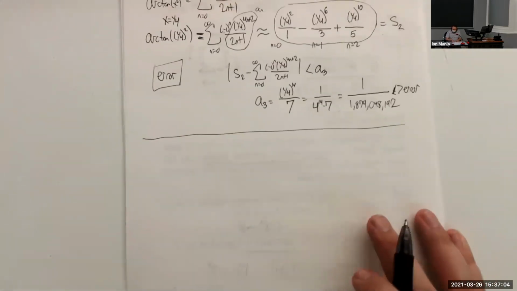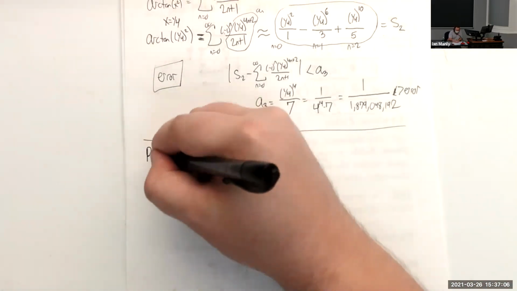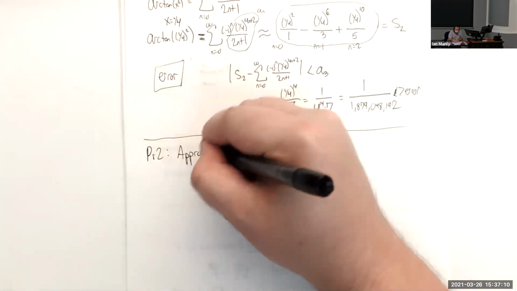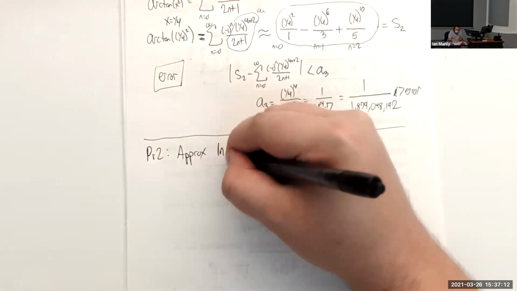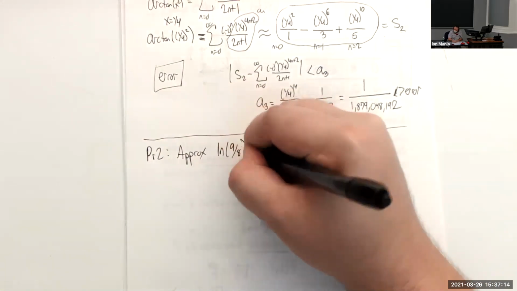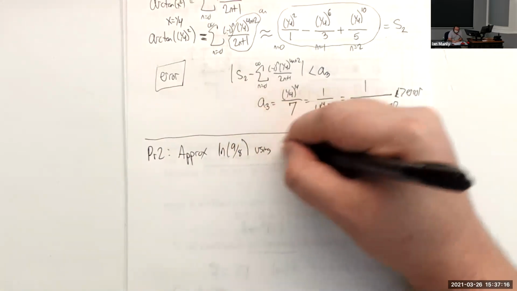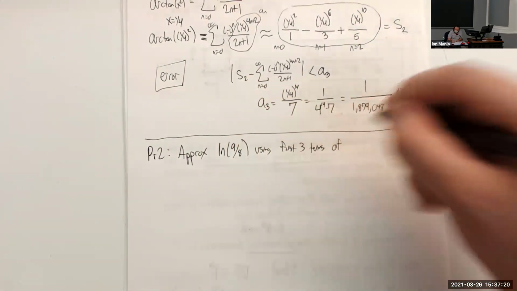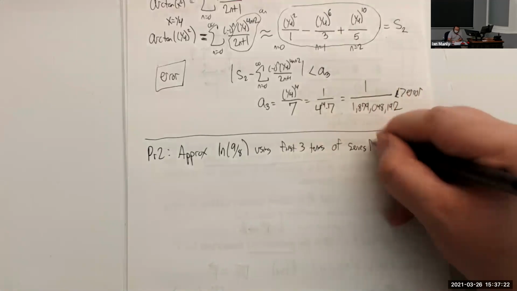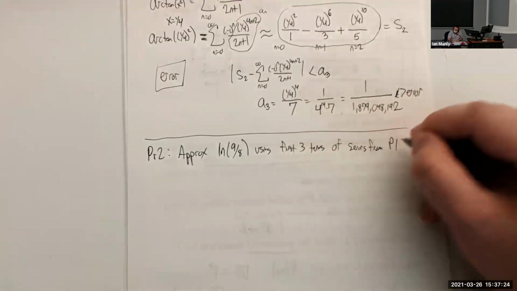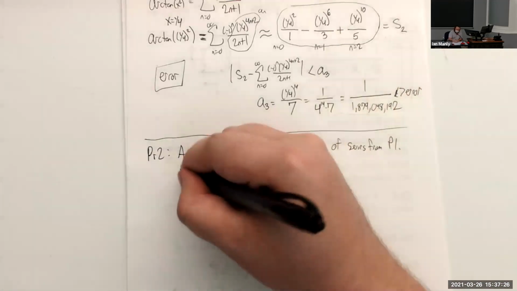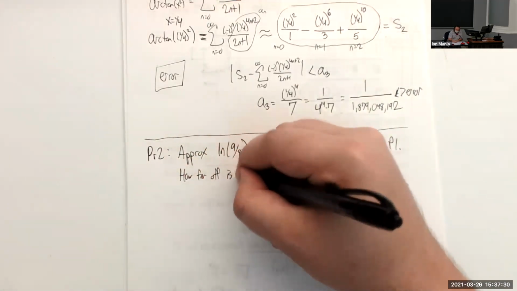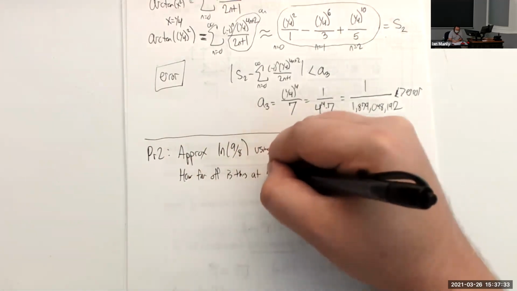All right, so why don't you try this? Here's practice 2. In the same way, I want you to approximate ln of 9/8 using the first 3 terms of the series from practice. And how far off is this, at most?